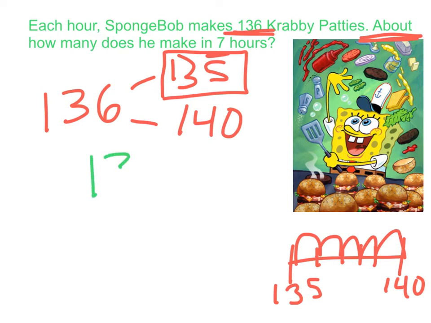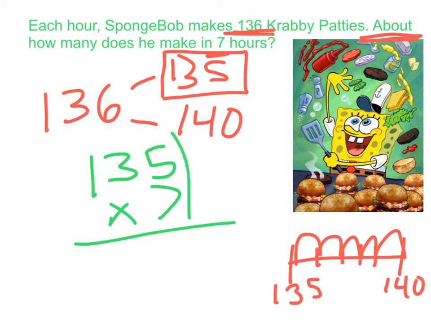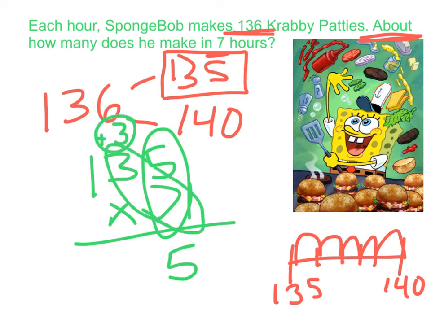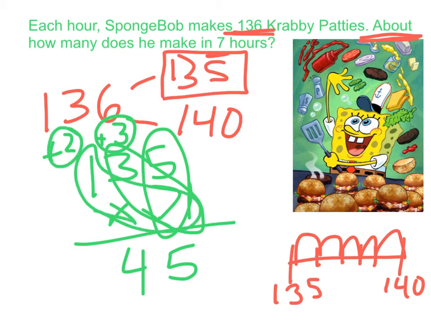So 135 times 7. 5 times 7 is 35. The 5 goes down, carry up the 3. 7 times 3 is 21, plus 3 is 24. 4 goes down, carry up the 2. 7 times 1 is 7, plus 2 is 9. So he would have made 945 Krabby Patties in 7 hours, which is a lot of Krabby Patties.